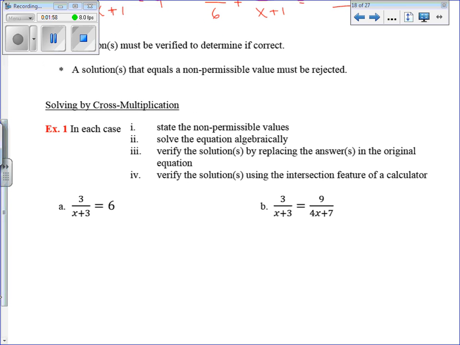So to solve an equation by cross multiplication, you have to have a single term on each side of the equal sign, so something like this. Because basically what you're doing is cross multiplying and dividing. Okay, that's kind of the way of thinking about that. So for cross multiplication, you need one term on each side.